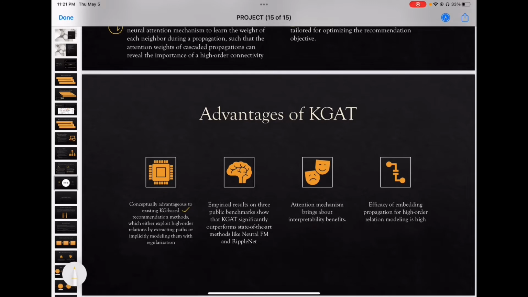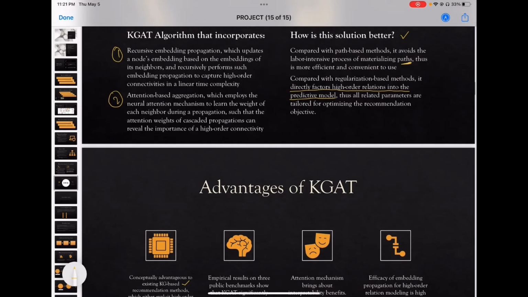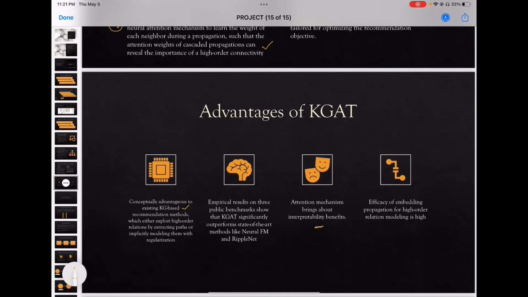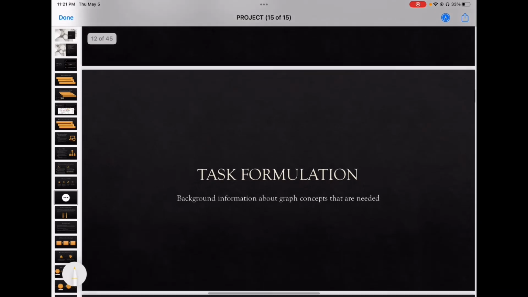Attention mechanism brings about interpretability benefits. That is, as we saw up here, it reveals the importance of neighbors in a higher order connectivity, and efficiency of embedding propagation for high order modeling is high in KGAT. The next thing we look at is task formulation.